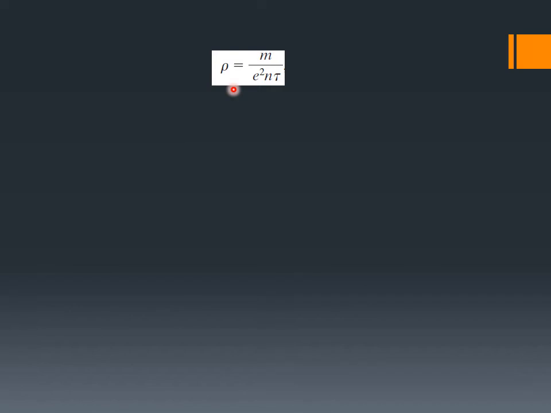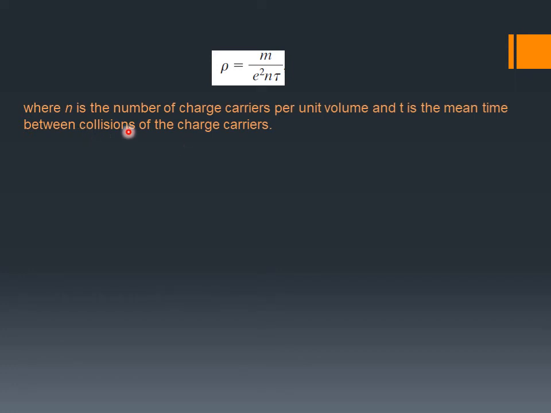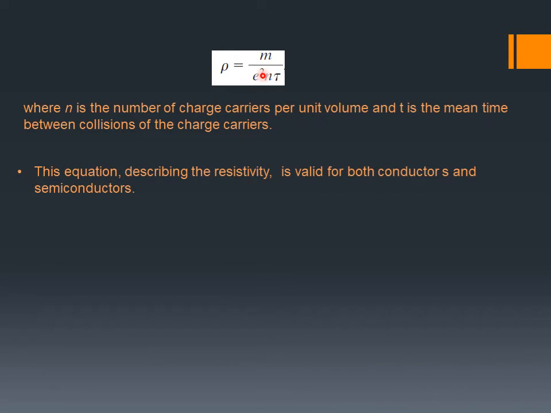The resistivity, which we have already studied, this equation we have derived: resistivity is equal to m over e squared n t. m is the mass of the electron, e is the charge on the electron, and n is the number of electrons per volume. And this t is the average time, the mean free time between two collisions. Now, this equation is valid for both conductors and semiconductors.